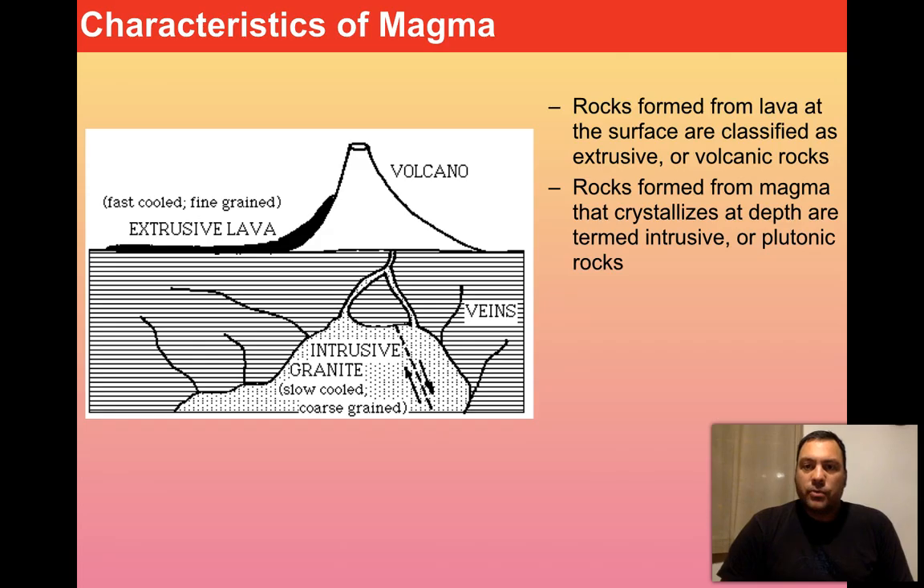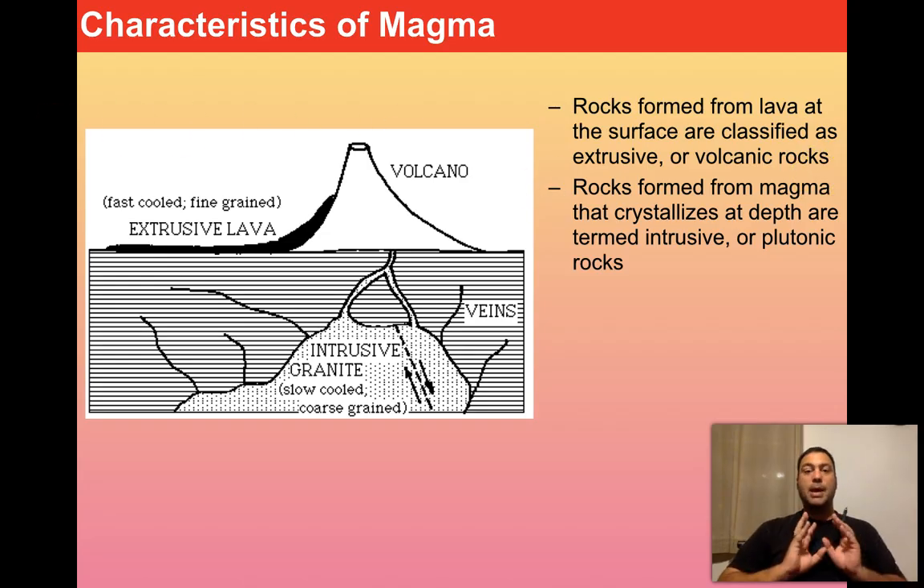Okay, some more vocabulary that we need to keep in mind as we're going through. Rocks formed from lava at the surface are classified as extrusive or volcanic rocks. Makes sense, right? Anything where the magma reaches the surface, it's going to form lava, and it extrudes out onto the surface. Extrusive. Okay, that's an important thing to keep in mind as we go forward when we're talking about mineral characteristics.